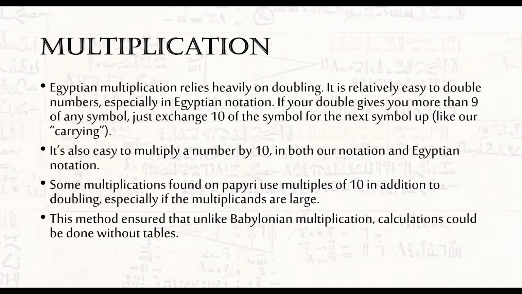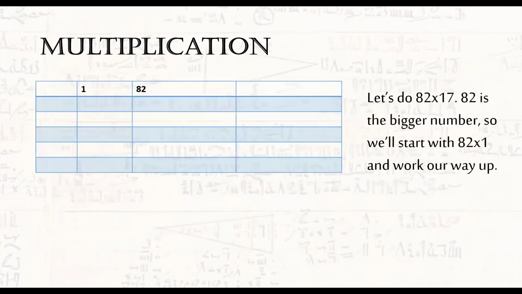To double in our decimal notation, you double a digit and then you double the next one. And if the next one is 5 or more, you're going to add 1 to the one you just did. So it's also real easy to multiply by 10. In our notation, we just put a 0 on the end. So with using this technique, they can ditch the multiplication tables that the Babylonians had. So it makes them faster with their multiplications.